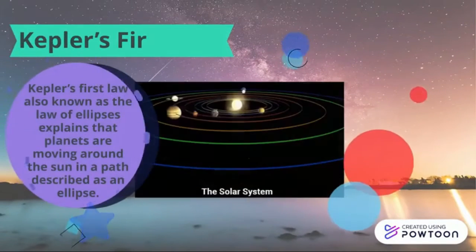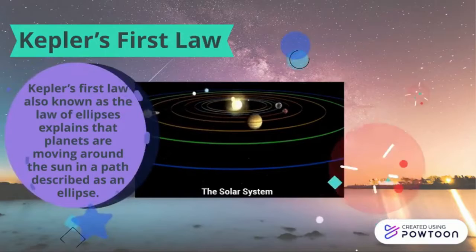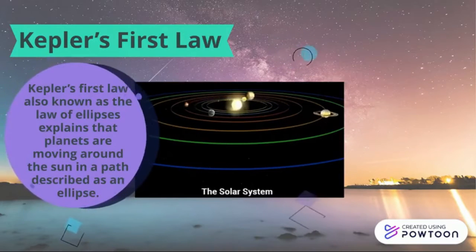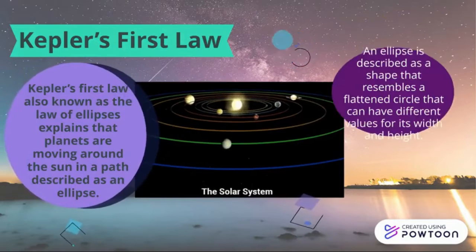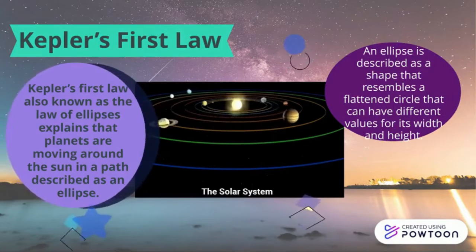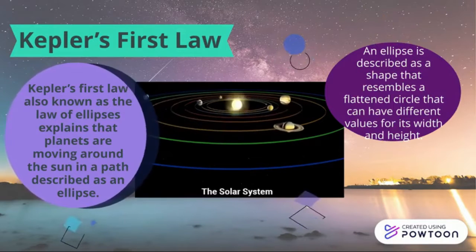Kepler's first law, also known as the law of ellipses, explained that planets are moving around the Sun in a path described as an ellipse. An ellipse is a shape that resembles a flattened circle that can have different values for its width and height.